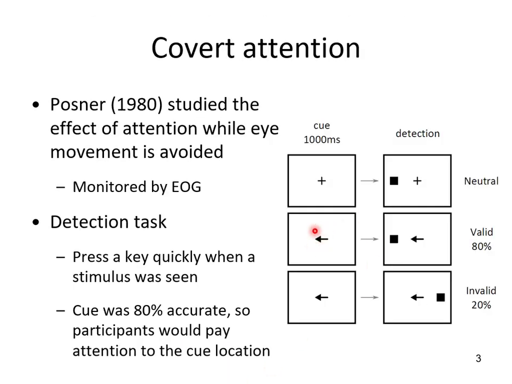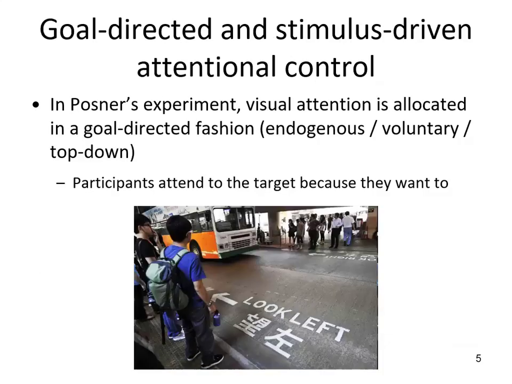In this experiment, this arrow does not automatically move our attention, isn't it? We move our attention here only because we know that this arrow means we should attend to the left, and we know the fact that this arrow is very likely to be useful. Therefore, we decide out of our own will to move our attention here, right? So this is a so-called goal-directed location.